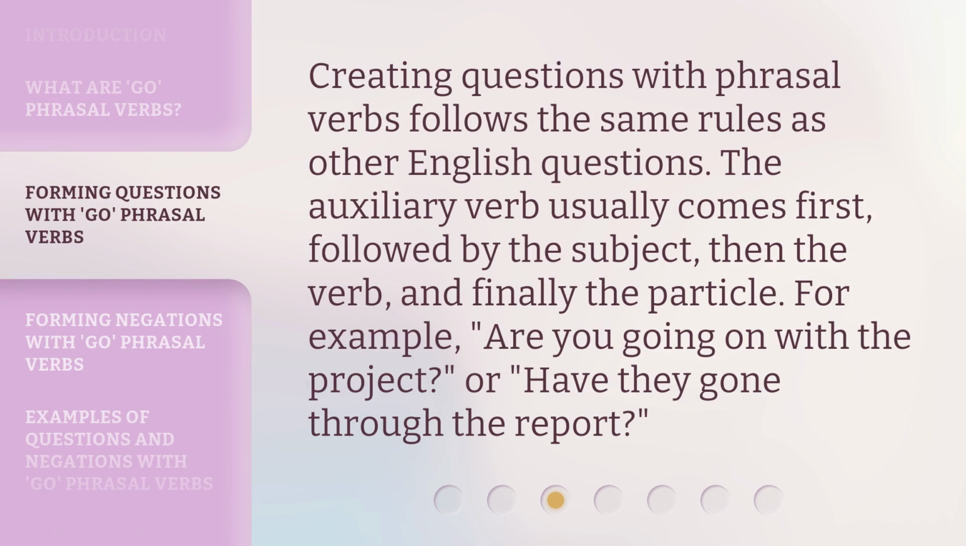Creating questions with phrasal verbs follows the same rules as other English questions. The auxiliary verb usually comes first, followed by the subject, then the verb, and finally the particle. For example, are you going on with the project? Or, have they gone through the report?